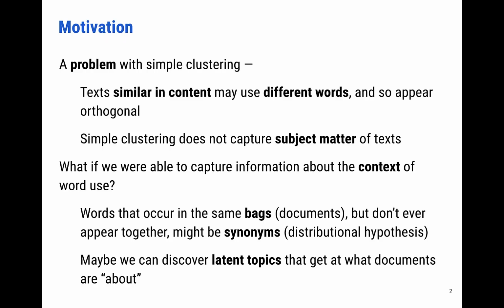But one of the problems that people have noticed about this particular method is that it doesn't account for the problem of synonymy. In other words, you can have texts that have similar content, but they'll use different words. And so on this basis, they're going to appear different or orthogonal. And we'll look at an example of this in a second. Simple clustering, because of this, doesn't capture the subject matter of text as well as it might. And that's really our end game here.